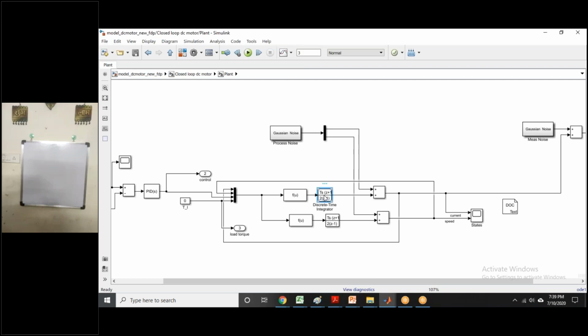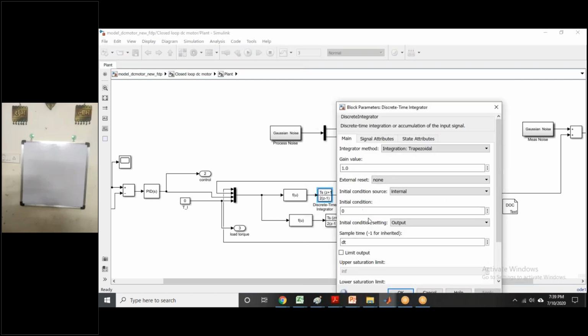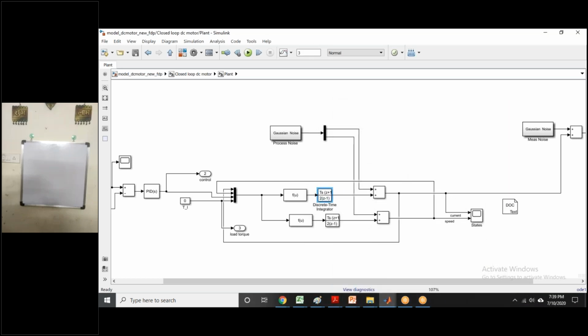This is the discrete integrator. Here you can set the initial conditions. Here you can give the initial condition of the plant, and whatever the initial condition of the plant and the estimate you are assuming, the error should be reflected in terms of the uncertain initial covariance. If the plant and estimate are very close, choose a very small value of P.